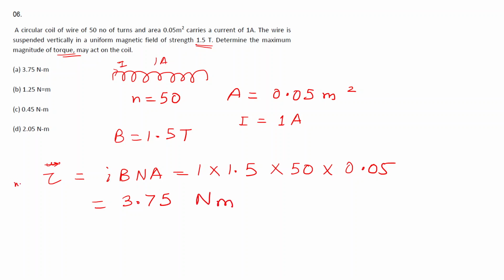This will be the maximum torque for this circular coil of wire with 50 turns, which is suspended in a magnetic field of 1.5 Tesla. So the maximum torque acting on it will be this, and yeah, the value is this.